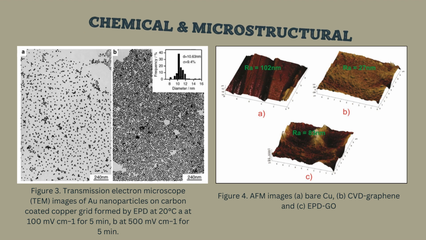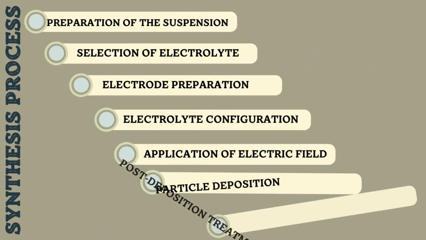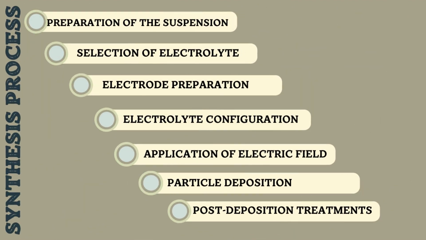The synthesis process of EPD involves several key steps, from preparation of the suspension, selection of electrolyte, electrode preparation, electrolyte configuration, application of electric field, particle deposition, and post-deposition treatments. It is important to note that the specific details of the EPD synthesis process can vary depending on the material being deposited, the desired coating properties, and the equipment used.